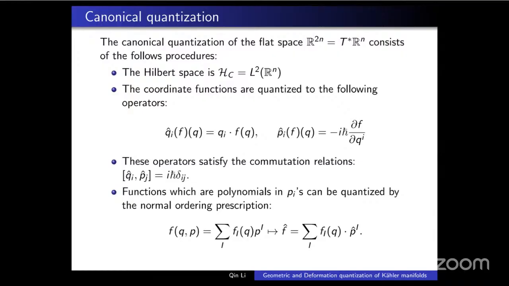If you have a function which is a polynomial in the Pi's, it can be quantized by the so-called normal ordering prescription. You have a bunch of Q's and a bunch of P's, and here we have a finite condition on these P's. What you can do is push all these P's to the right-hand side, meaning that they first act on functions on Rn, and they act as differential operators. So you can see that this finite condition is equivalent to saying that the differential operators need to be of finite order.